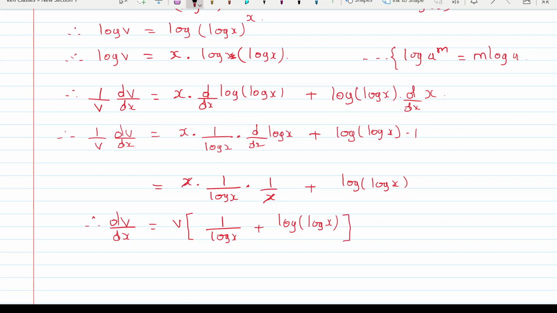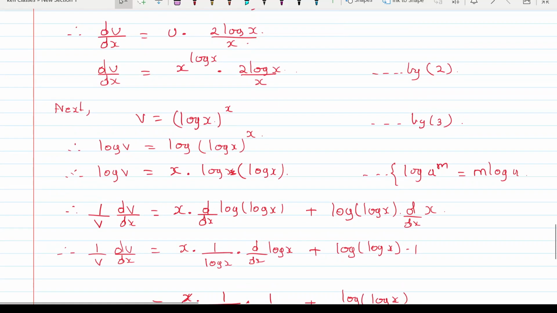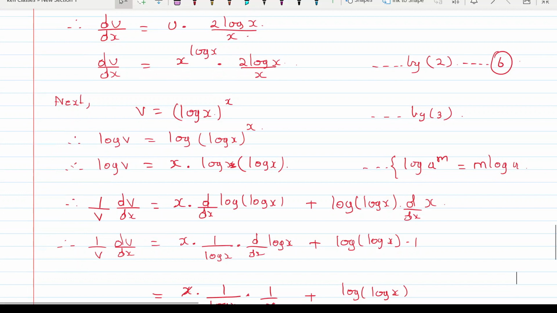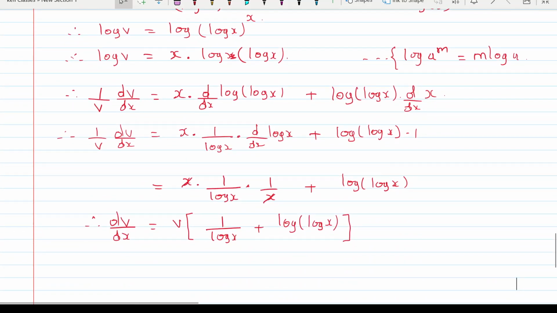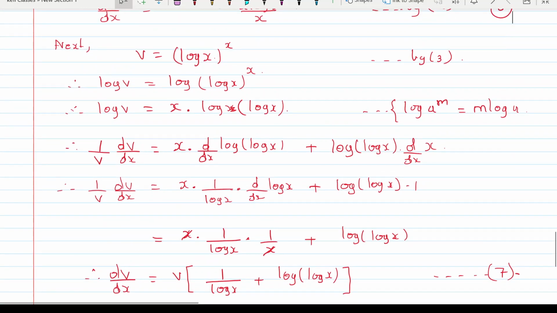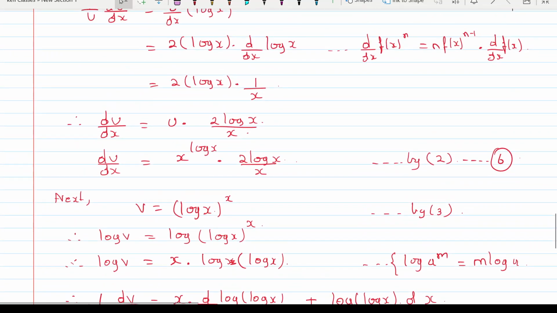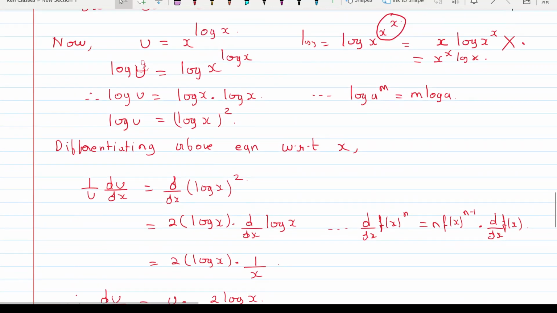Okay, we have reached this point. Above, we had marked equations up to equation 5. So this du by dx that we have got, we mark as equation 6, and this dv by dx that we have got, we mark as equation 7. Now we need to substitute this du by dx and dv by dx in equation 5, to find dy by dx.